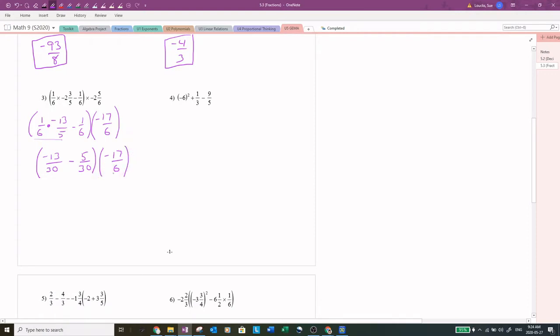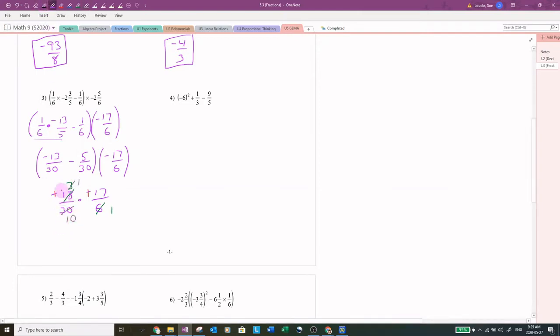I do not need a common denominator when I'm going to multiply things, so looking ahead, I don't need to change that. So this is negative 18 over 30 times negative 17 over 6. So I'm going to change my colors again. Negative times a negative makes a positive, so I'm going to cancel those out. And then 6 divided by 6 is 1, and 18 divided by 6 is 3. And 3 divided by 3 is 1, and 30 divided by 3 is 10.